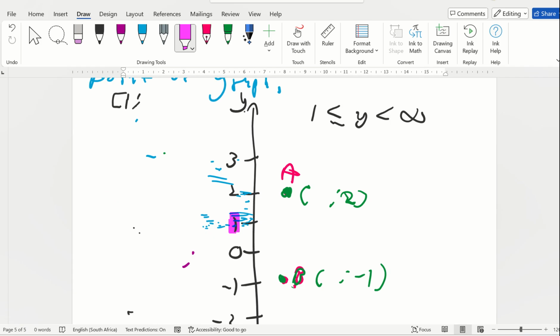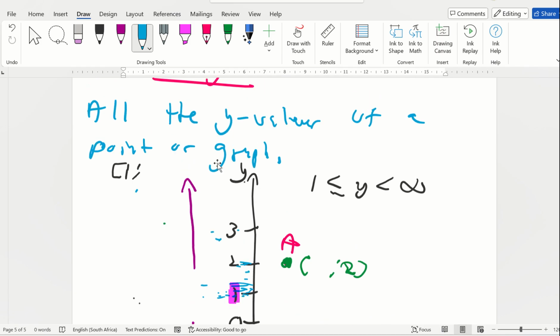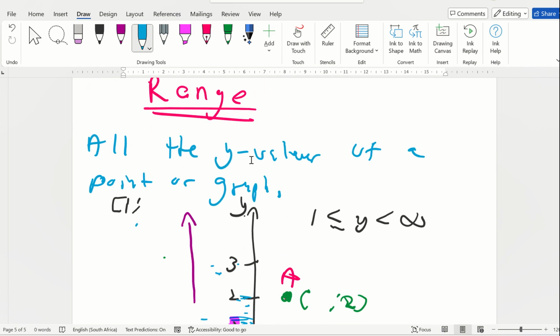So if I have a line from here going like that, right? It starts at 2. It goes on. So we're looking for the range of this line. What is the definition of range? All the x values of a point or graph.